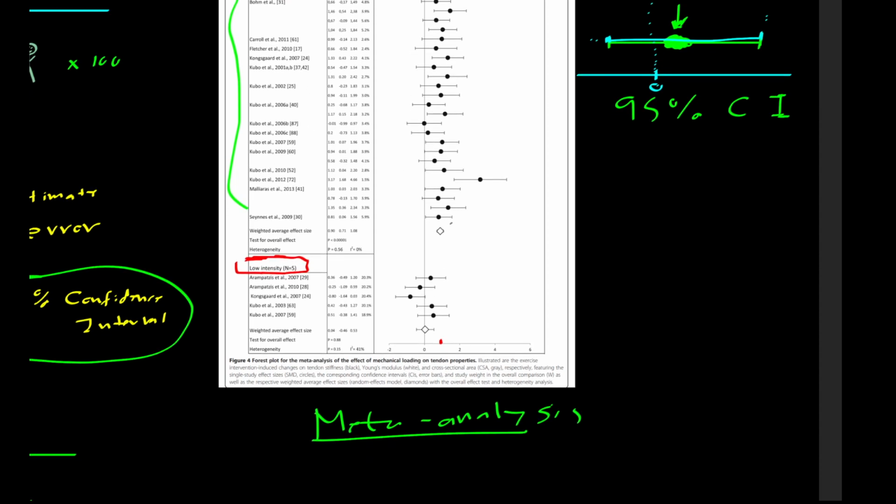But when you pool the results of many studies together, you get a much more precise estimate. And this idea of a meta-analysis is very useful when you have some topic that you're interested in that is likely to have been studied before in the past.